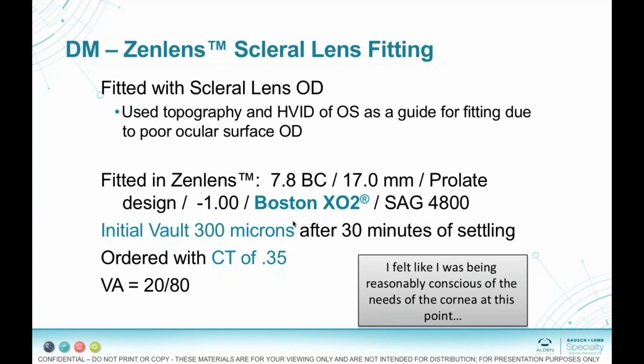So we went through a fitting. We chose the Zen lens with a 7.8 base curve, 17mm diameter, prolate design, -1 was the final prescription. We chose Boston XO2 again to try to get optimal oxygen to the cornea, and a final sag of 4800 microns. After 30 minutes of settling, we had a vault of about 300 microns, which again I felt was reasonable for an initial fit. And we ordered the lens with a center thickness of 0.35, which is standard for Zen lens.